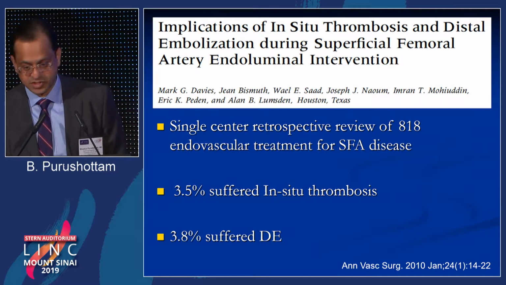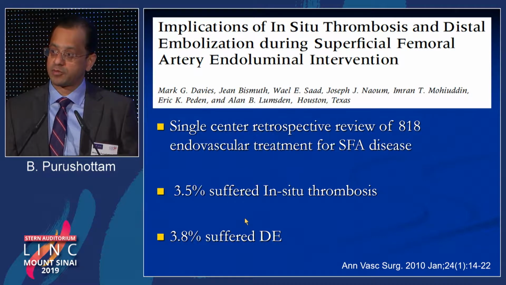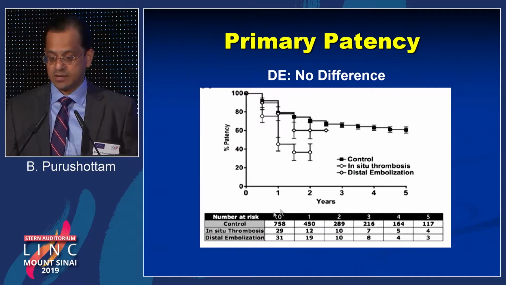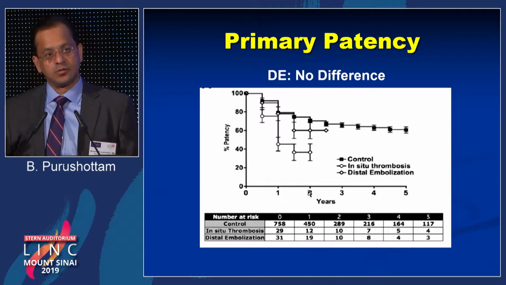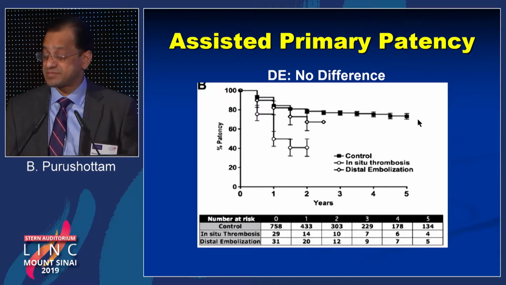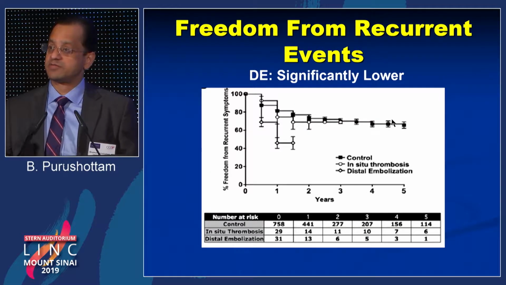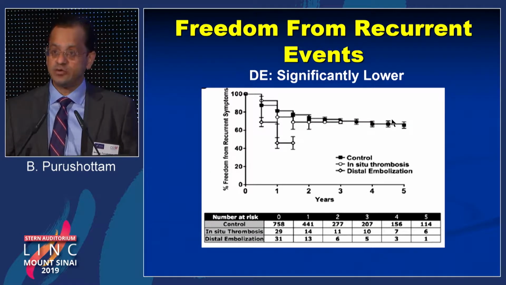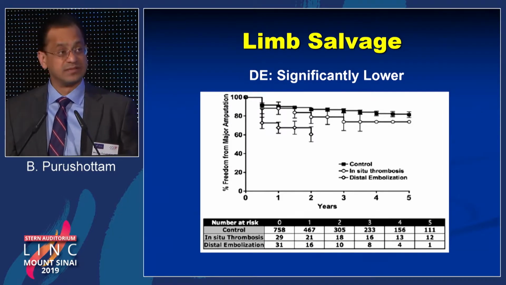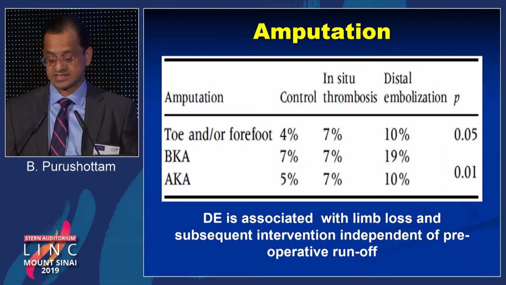Here's a single-center retrospective review. They looked at 818 endovascular interventions, and found 3.5% suffered in situ thrombosis and 3.8% had distal embolization. When they looked at primary patency, whether you had distal embolization or not did not make a difference, and similarly for assisted primary patency and secondary patency. But when you look at freedom from recurrent events, if you had distal embolization, there's more likelihood of recurrent events. With limb salvage, they found that amputation rates went higher with significant distal embolization.